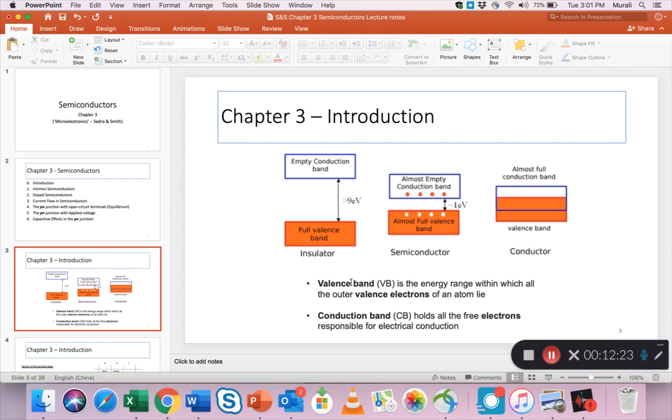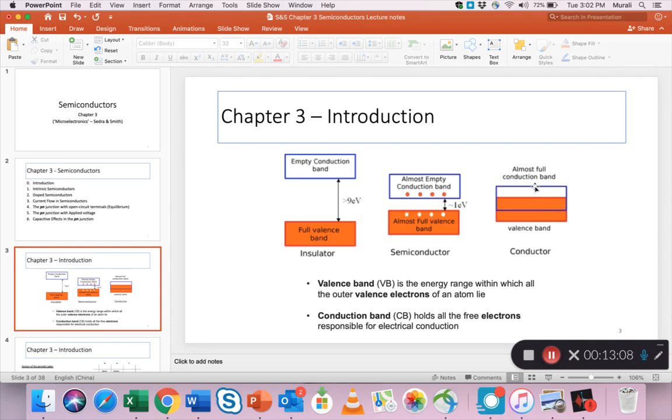So the two bands are, the valence band, as I show here, is the energy range. The orange band is the energy range within which all the outer valence electrons of an atom lie. And the conduction band holds all the free electrons responsible for electrical conduction. And you see that there's a gap between the two. The gap is very big in an insulator. The gap is measured in electron volts, and it's 9 electron volts here. It's only 1 electron volt for semiconductors, and for a conductor it's all mixed up, meaning there's almost no separation between the valence and the conduction band.